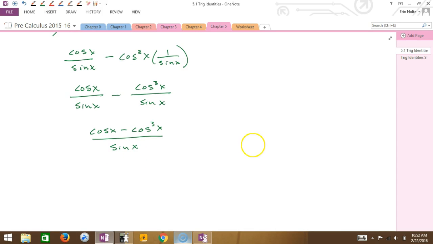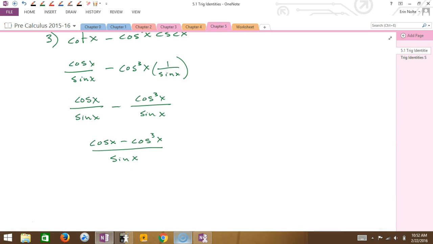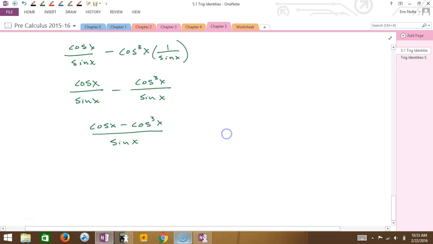Okay. Now what? How? That is true, but you can't separate it. I mean, that'll just get you right back to where we started. Because you can't just say I'm only going to divide the cosine by sine. You have to divide both pieces by the sine. So we need to play with the top. What can we do on top? Good, you can pull out a cosine, very good.